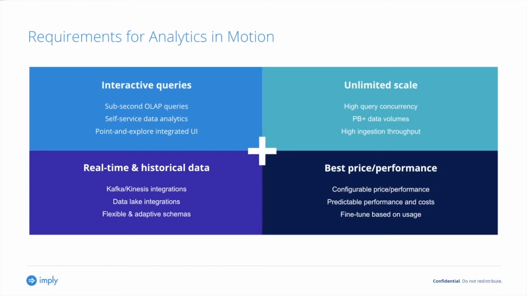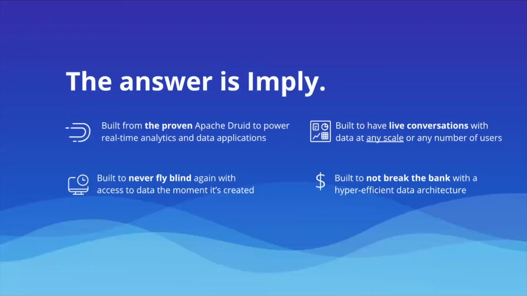But it also needs to be the best price performance, right? That's important. You need configurable price performance, predictable performance and cost, and fine-tuned based on usage. So these are the 4 requirements for analytics in motion. And Imply is the answer.